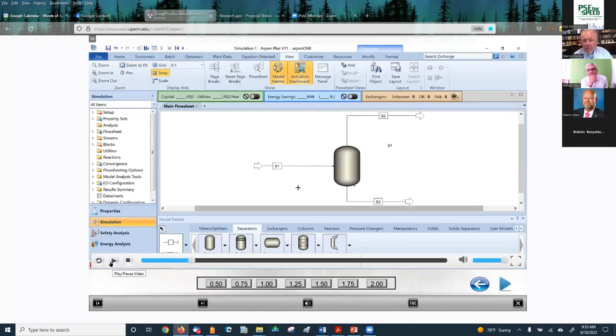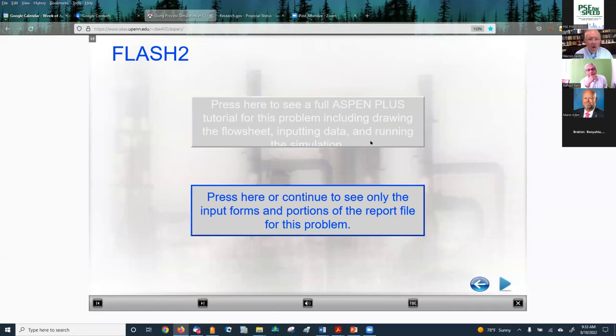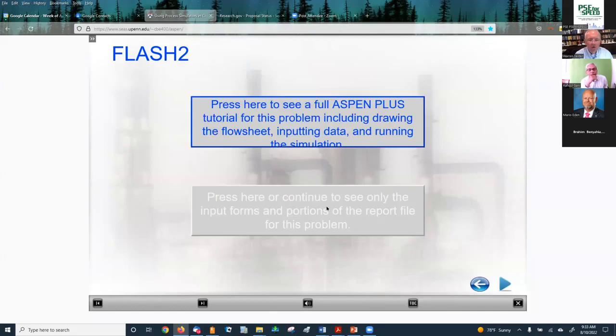Okay, I'm going to quit at this point. You guys can come back to this at any point. The URL is readily available. And I'm going to just do one more thing here and then turn it over to Danny. Let me do this. Okay, now here what I'm going to do is just see only the input forms.